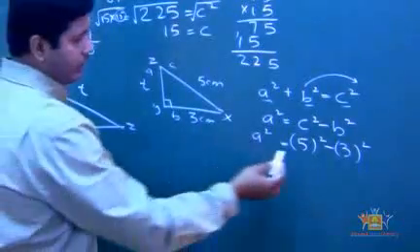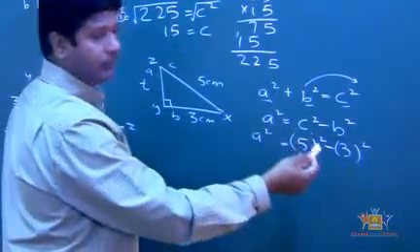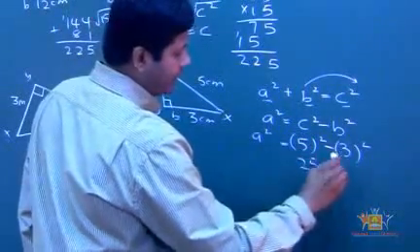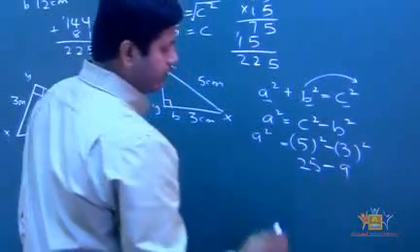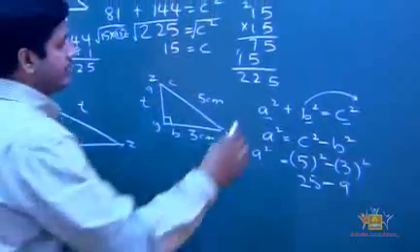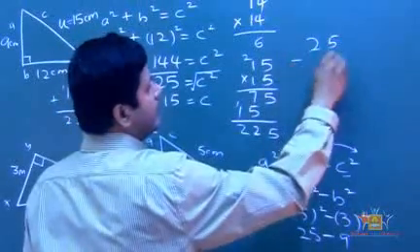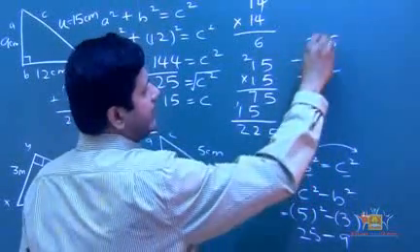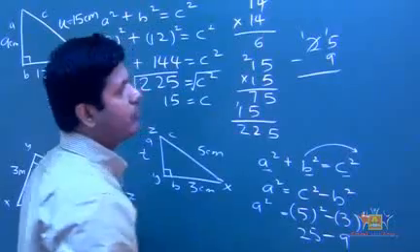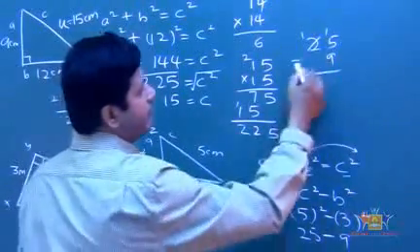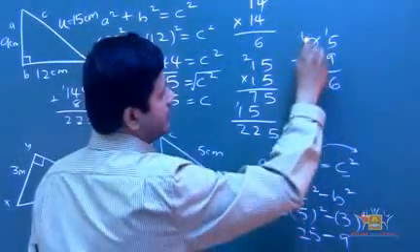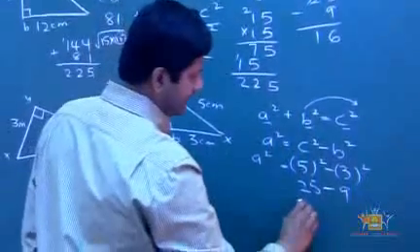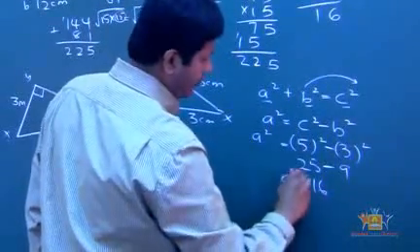Am I right? So 5 squared is 5 times 5, which is 25. 3 times 3 is 9. So 25 minus 9. Let's line it up. 5 minus 9, I cannot, so borrow from 2. 2 becomes 1, 5 becomes 15. 15 minus 9 is 6. And then bring 1 down, which is 16. A squared equals 16.